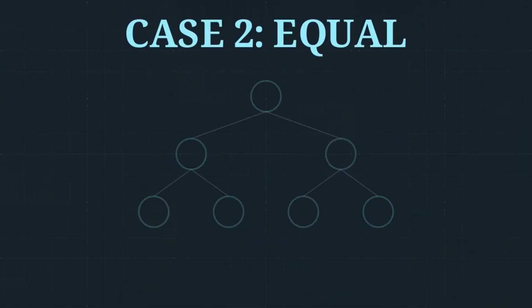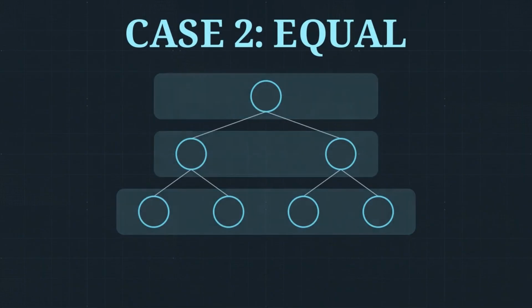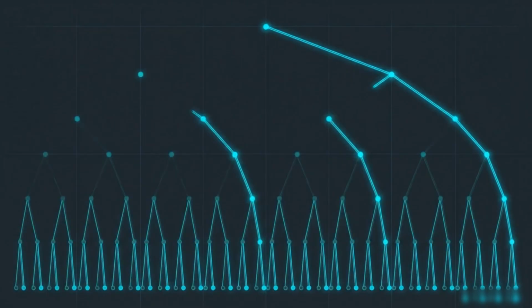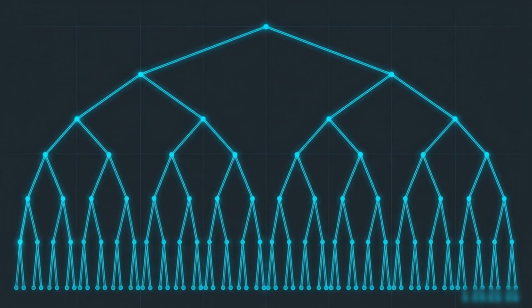This is case 2. When growth rates are identical, computational work is perfectly distributed across every level of the recursion tree. To resolve case 2, we take the balanced quantity and multiply it by the absolute height of the tree, which is bounded by log n. Merge sort achieves its famous theta of n log n efficiency strictly because its recursive structure maintains this perfect case 2 balance.